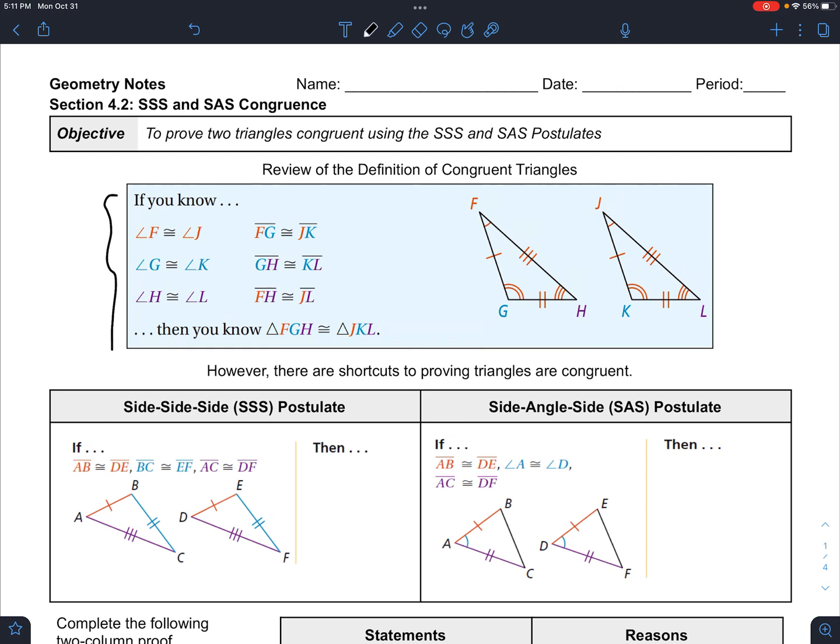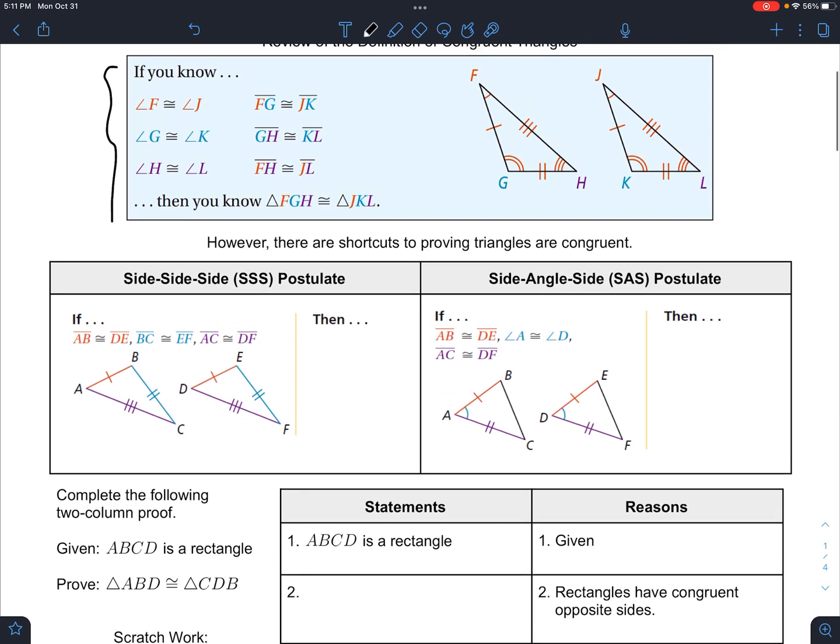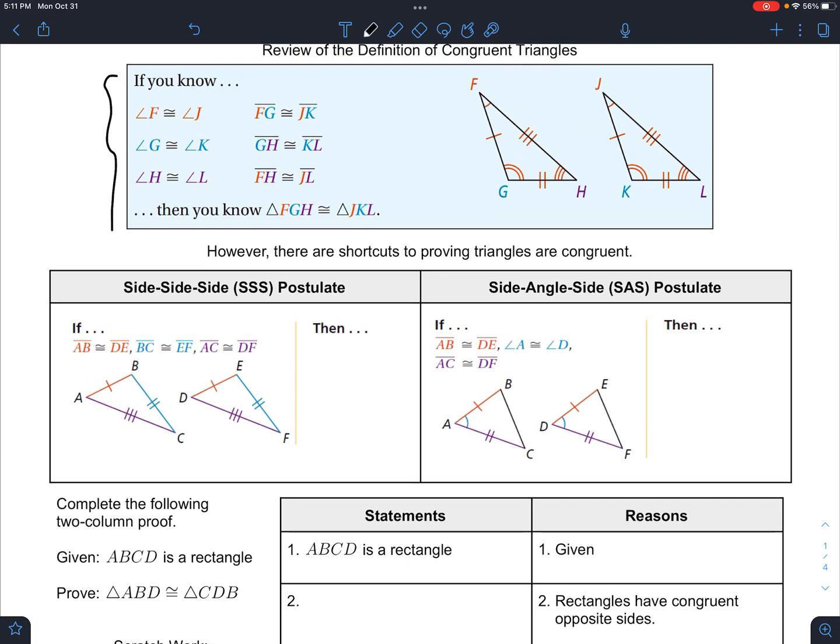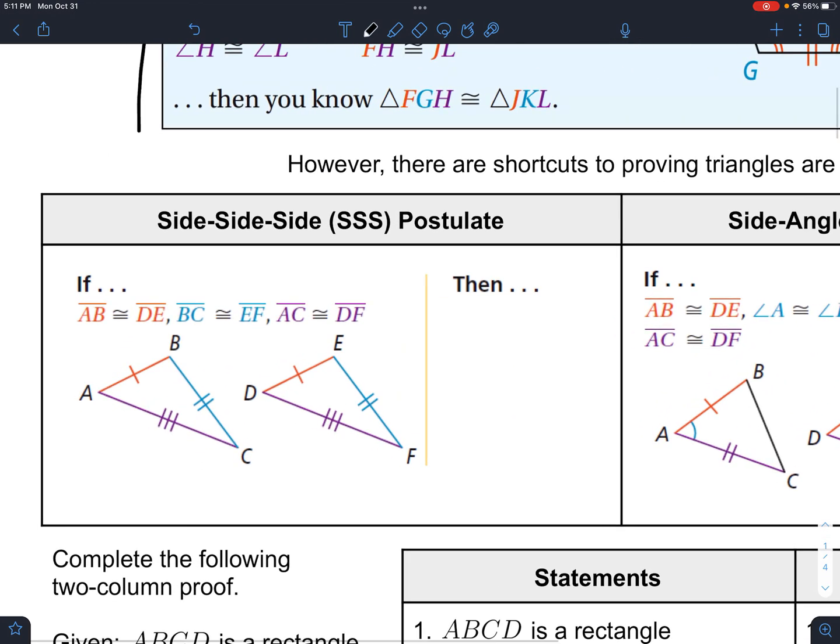All right, so we know that for triangles to be congruent, all of their sides and all of their angles have to match. But you actually aren't required to know all of that information to be certain that triangles are congruent. So we have two postulates today, meaning that they are facts that are just accepted to be true because they're just true. And one thing is, if all of these sides match on a triangle, then the triangles are congruent.